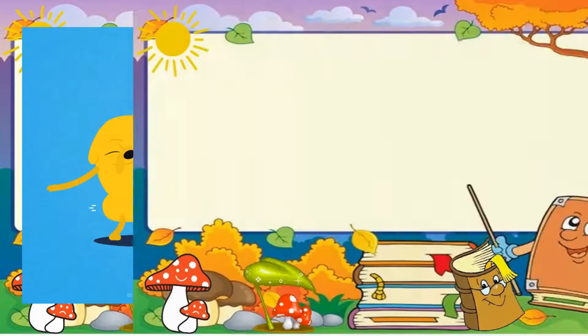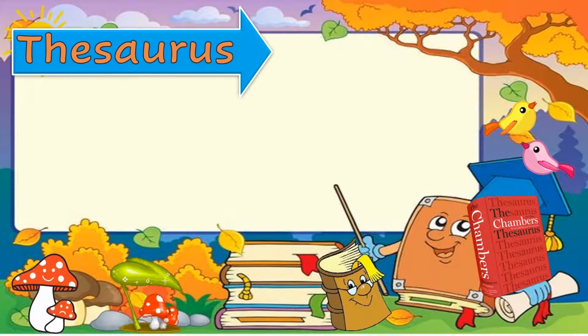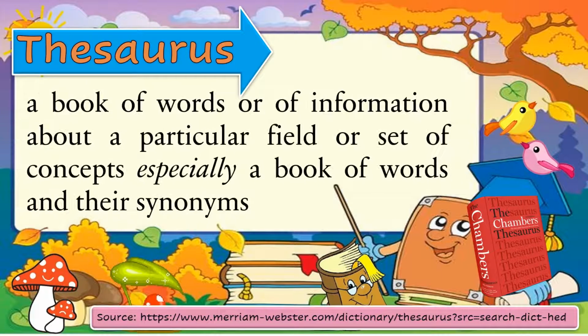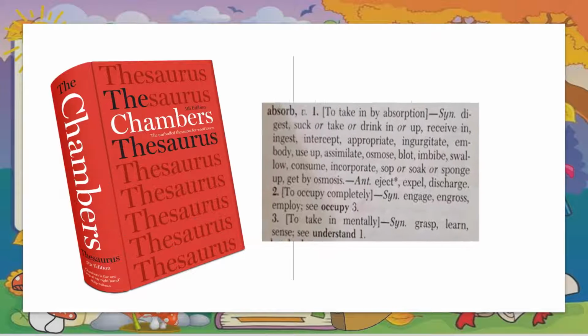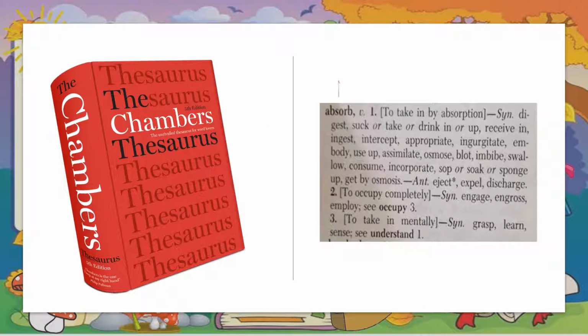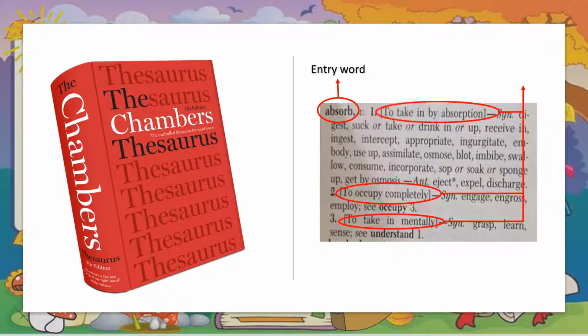Now, let's move on to the definition of a thesaurus. A thesaurus is a book of words or of information about a particular field or set of concepts, especially a book of words and their synonyms. Now, let's go over to the parts of a thesaurus. We have here the entry word, the definition, the synonyms, and the antonyms.